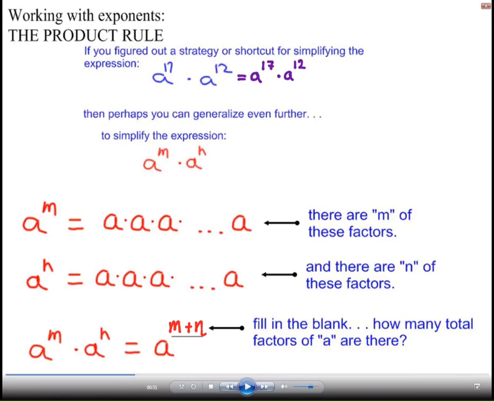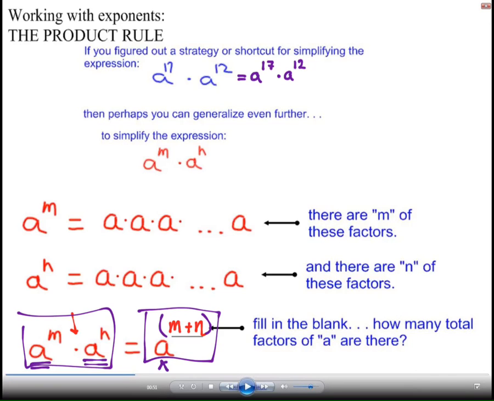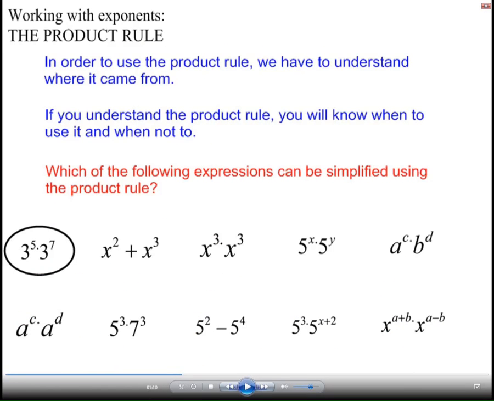So in other words, if you multiply two exponential expressions, the bases are the same, then we're actually tallying up the total number of times that base has to be multiplied by itself. So this is a formal definition for the product rule of exponents. Now, it's one thing to know what the product rule is. It's another thing altogether to know when you're supposed to use it.